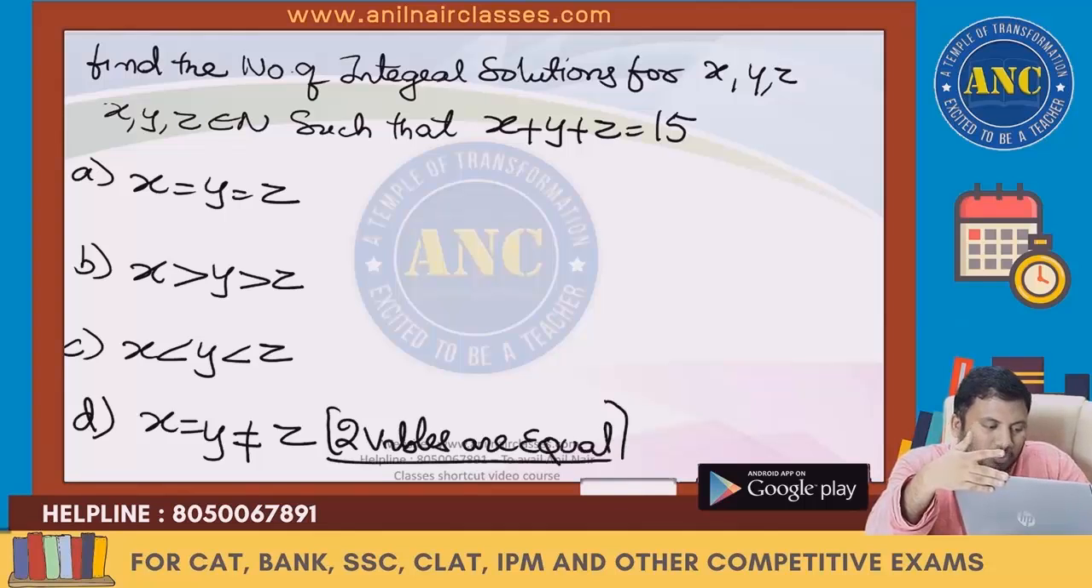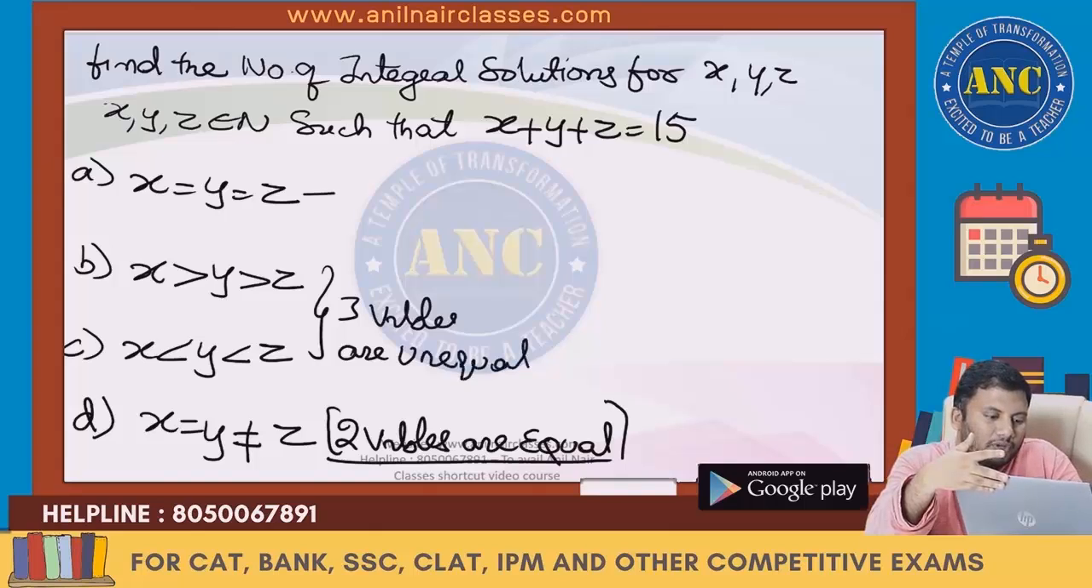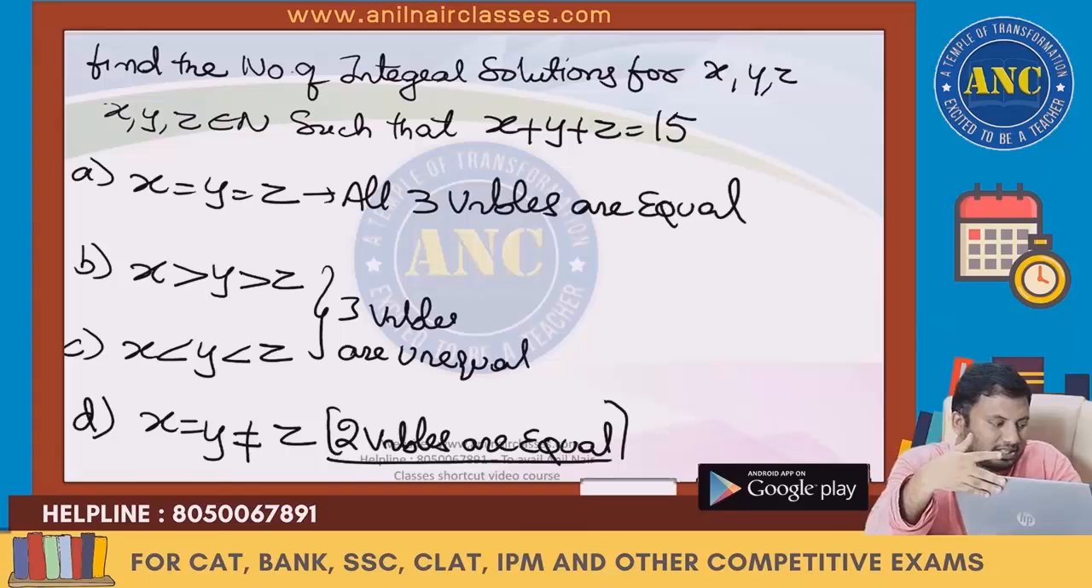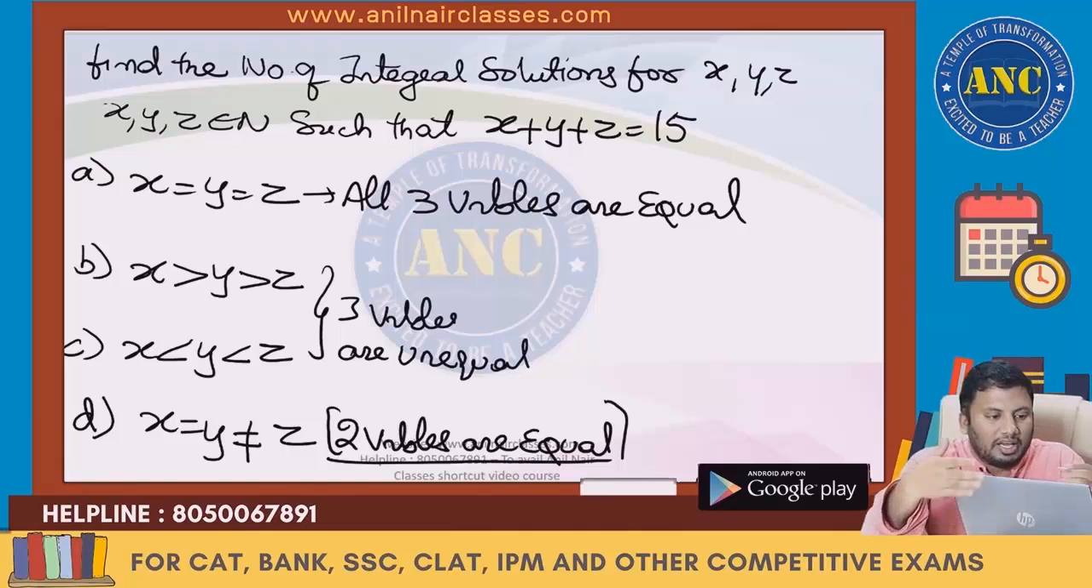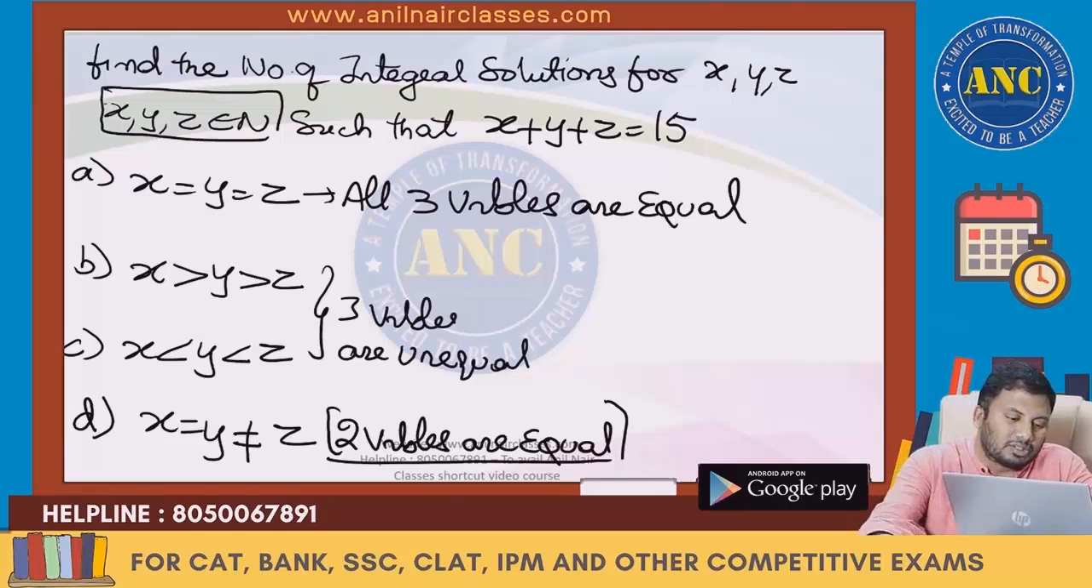This is a derivative out of the cases: two variables are equal, three variables are unequal, all the three variables are equal. Three cases: all three variables are equal, three variables are unequal, and two variables are equal. Listen carefully. x, y, z are natural numbers, so I require positive integral solutions. Now, listen carefully to the solutions, sir.